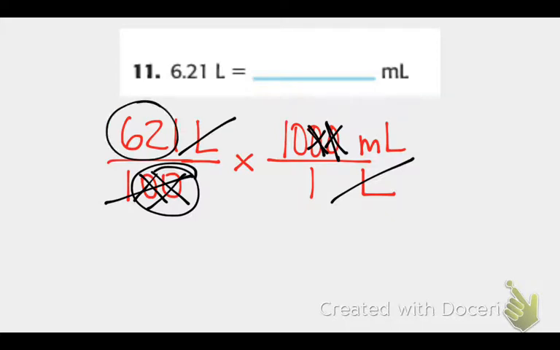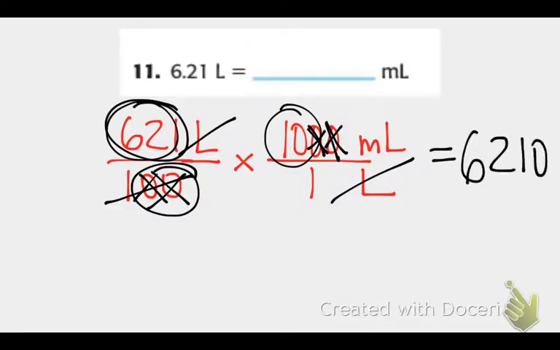I have 621 here times 10. 621 times 10 is 6,210, and I can't fit it, so I'm going to write it down below, milliliters. Did you get that? I hope so.